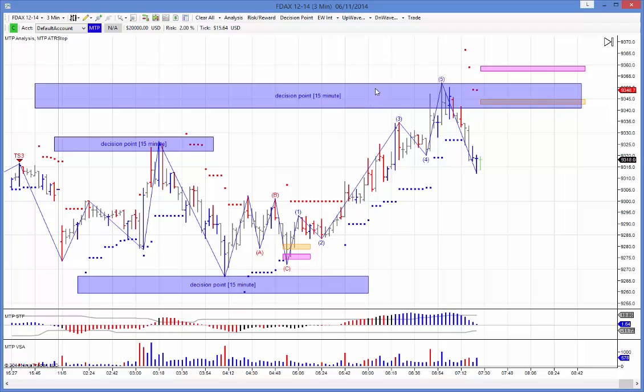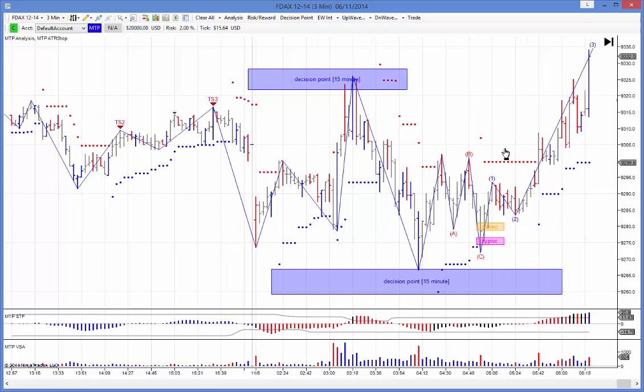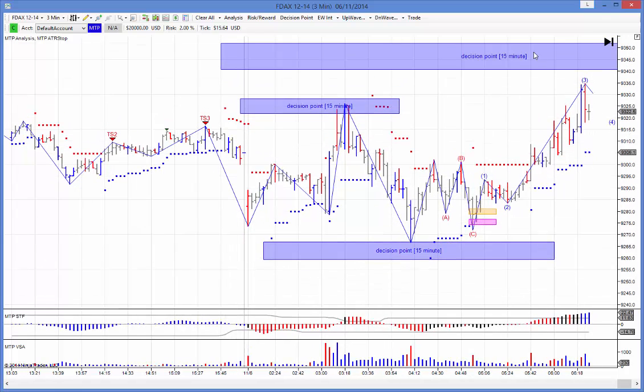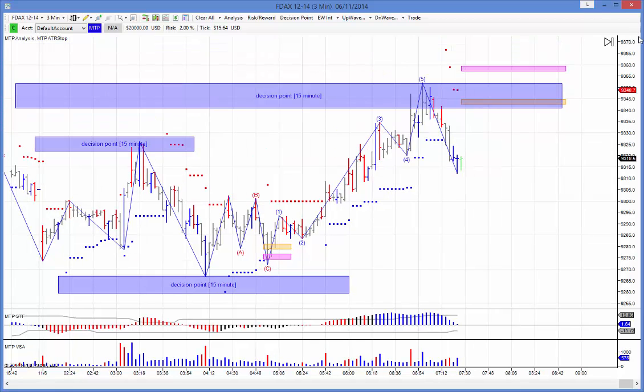But notice where the high came in here, not at any old place, but at our larger degree 15-minute resistance zone. And remember, this zone was actually on the chart in advance, so even before the market got there, even down here somewhere, you knew that that level was a potential resistance area and an area where you want to be aware of a potential market reversal. And as you can see, that's exactly what happened.